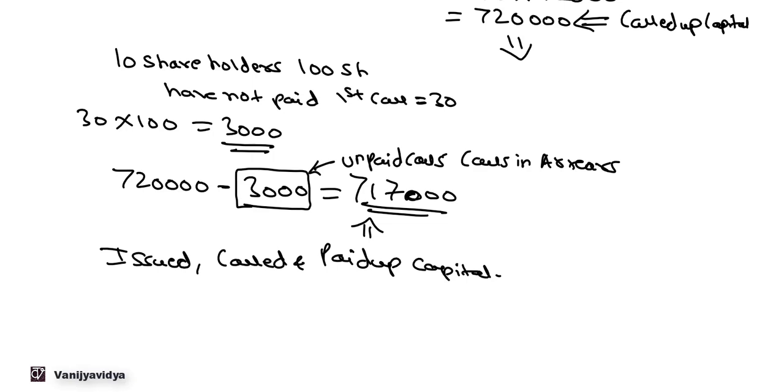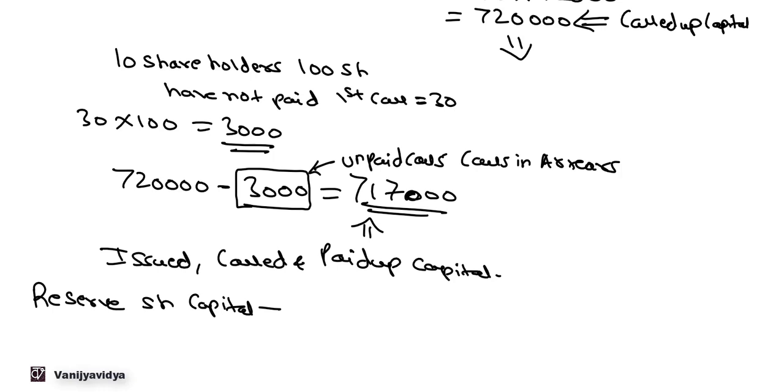Now there is one more term known as reserve share capital. Now as per section 65 of the Companies Act, a company may decide by passing a resolution that a certain portion of its subscribed uncalled capital shall not be called up, and it will be called up only during the winding up of the company. This is called a reserve share capital.